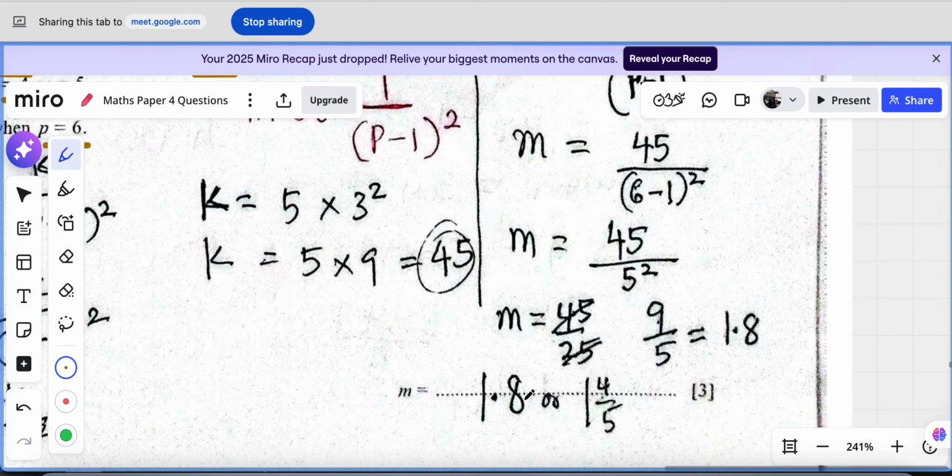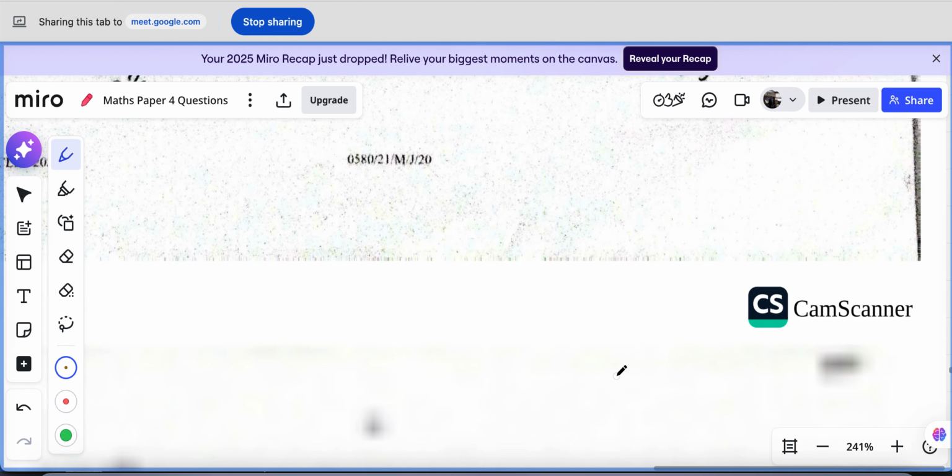So either we write 1.8, or if it's a non-calculator paper, you can leave it like this, 9 over 5, or put it as a mixed number, 1 whole number and 4 over 5. If you are not allowed to use a calculator, you cannot have it as a decimal like this. So you leave your answer as 9 over 5, or as a mixed number, which is 1 and 4 over 5. Okay, let's move on to the next question.